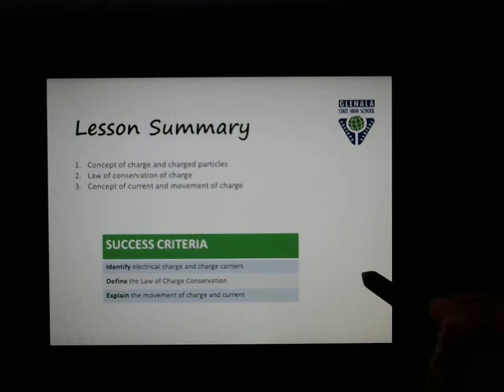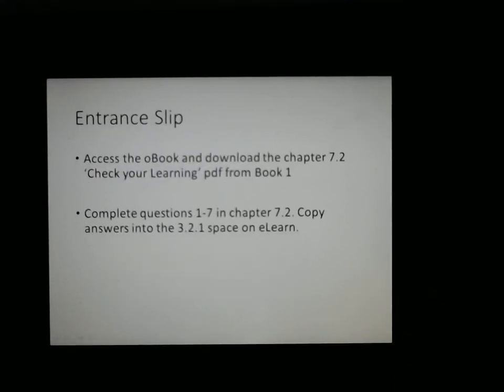For your entrance slip to class, I'd like you to complete questions 1 to 7 in Chapter 7.2, Check Your Learning. You can do the ones in 7.1, but they're not too relevant to the syllabus, so just have a look at them. You should be able to do them in your head. Copy your answers into the 3.2.1 space on eLearn. Remember, we are under Topic 2, Electrical Circuits, not Heating Processes.